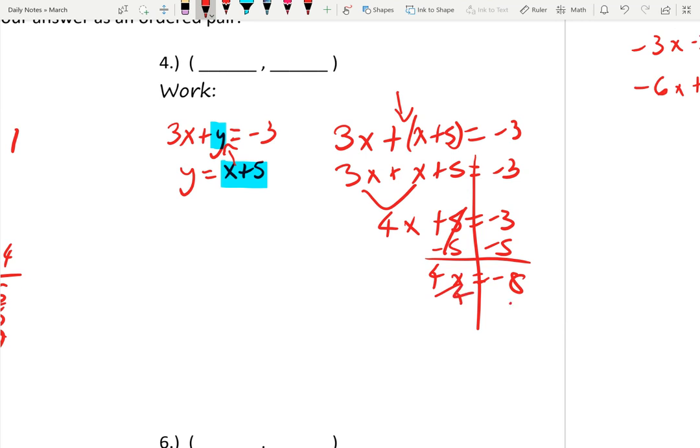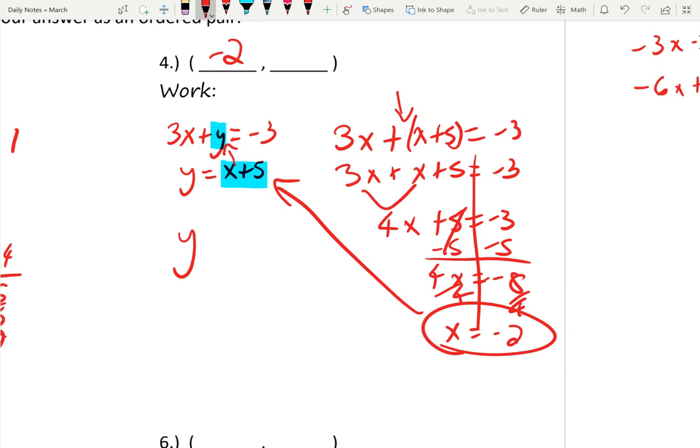And then we divide by 4, and we get x equal to negative 8 divided by 4, which is negative 2. So x is negative 2. And like I said, we can take this information, plug it back into the equation and find out what y is. So y is equal to x plus 5, but x is negative 2. So negative 2 plus 5 is 3. So y is equal to 3.